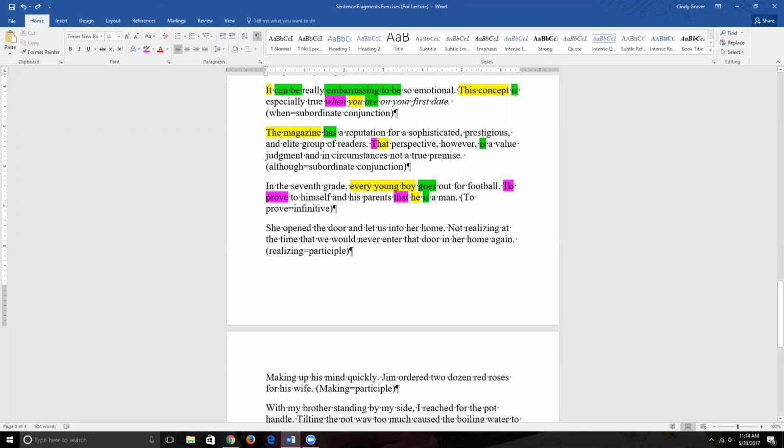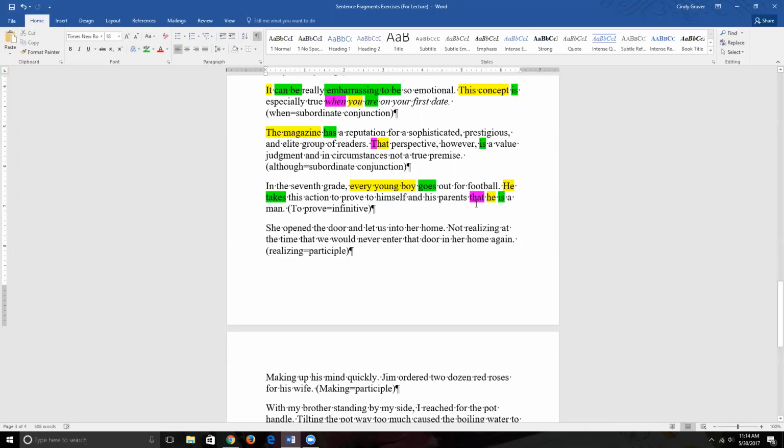If we wanted to follow the third strategy, which is to make our sentence fragment into a real sentence, we could say, he takes this action to prove to himself and his parents that he is a real man. I'm going to get rid of all of that color. Okay, so now our subject is he and takes this action to prove to himself and his parents that he is a real man.